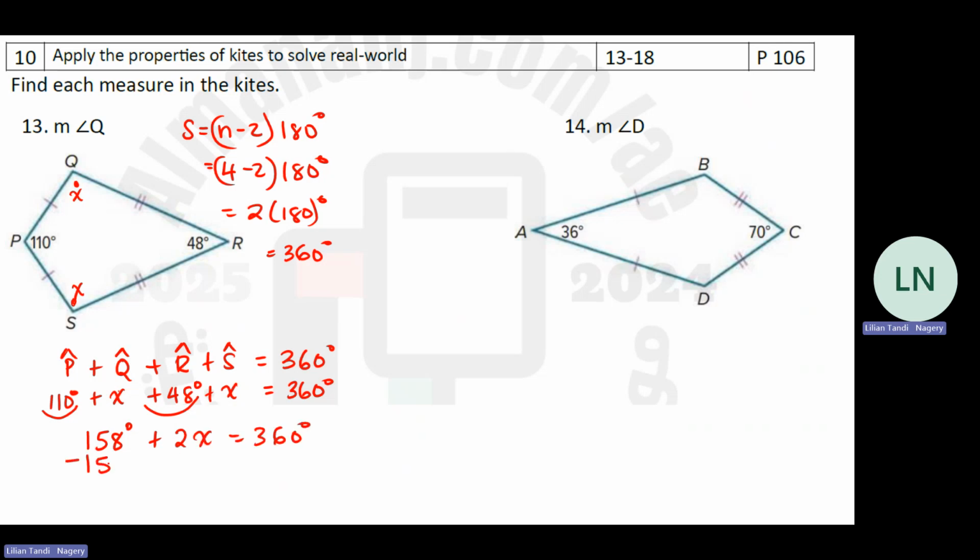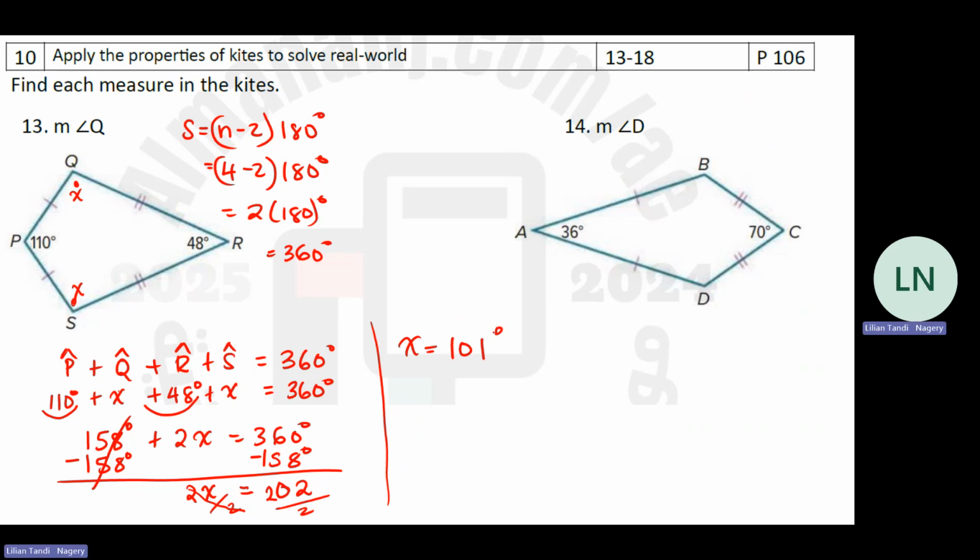Then I subtract 158 on both sides. This goes away. So then I have 2x equals 202. Then I divide both sides by 2. This 2 goes away. So x equals 101 degrees. And I box my answer.